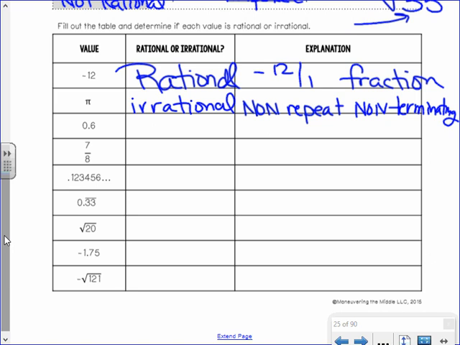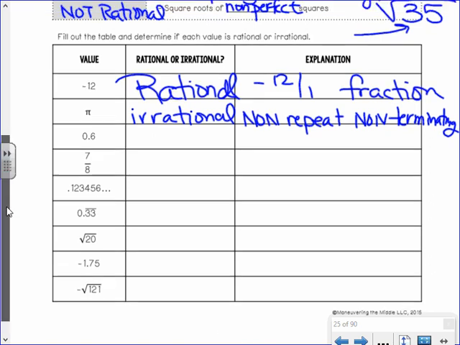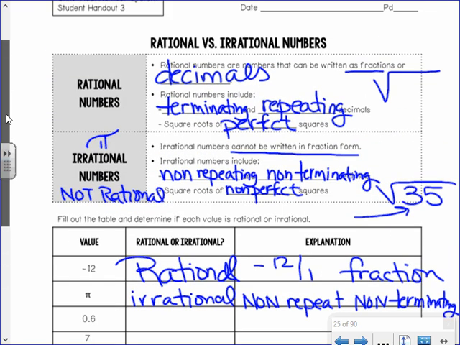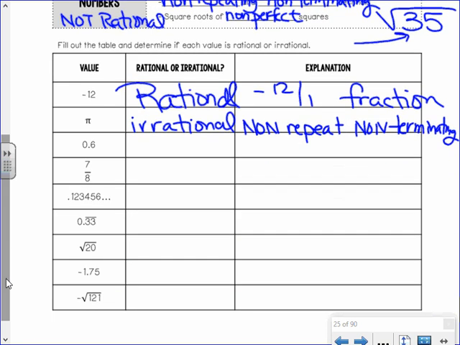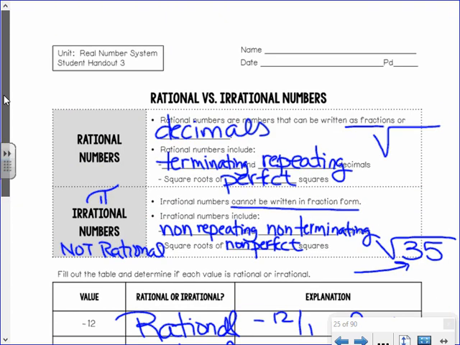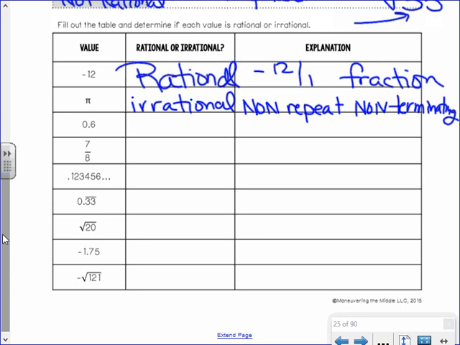Not sure. What are our definitions? Fractions or decimals, decimals that terminate, repeat, decimals that don't terminate or repeat. Does this decimal terminate or repeat? Terminates. Where did we write terminating? Rational. So this one's rational. So what is a good explanation? Tyler? Terminating decimal.